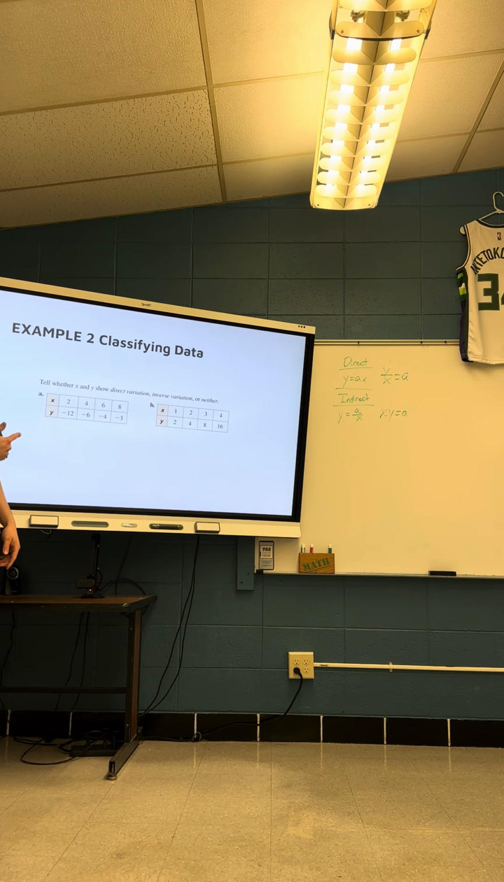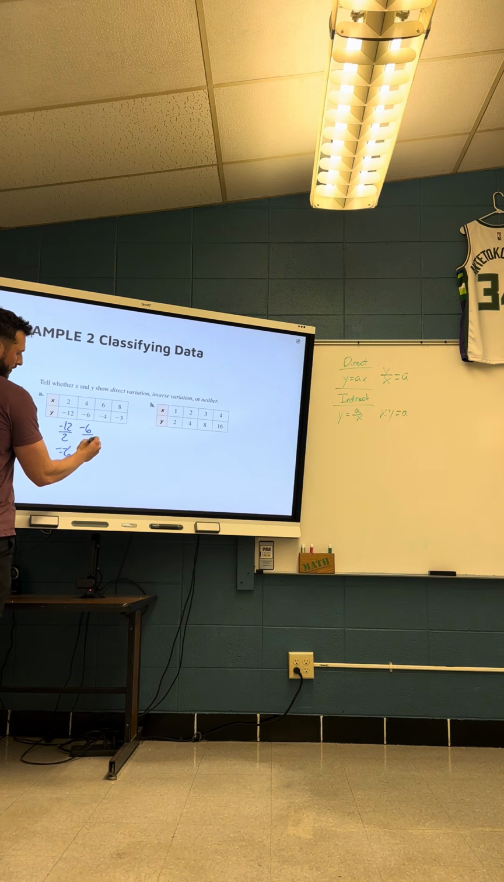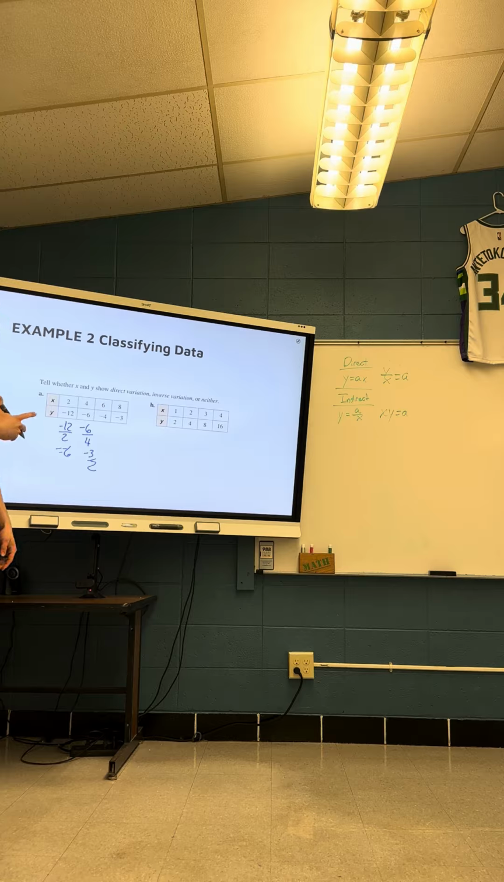First we're going to test if it's direct, so we take y divided by x. -12 divided by 2 equals -6. Here we've got -6 divided by 4. That's -3/2. That means these are not the same values. It's not direct.